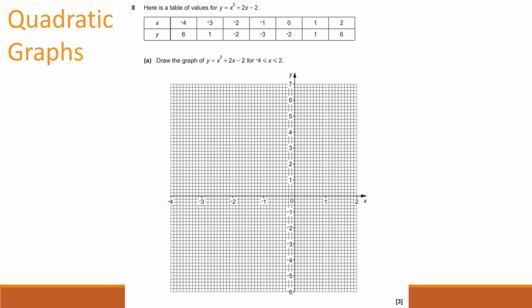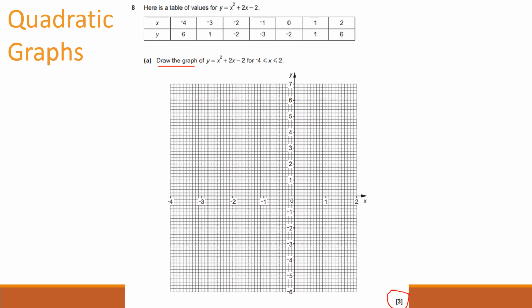On this question, we're told that the table of values for y equals x squared plus 2x minus 2 is given below. Now, it's very unusual that all the values are filled in on the table. Normally, part A is to fill in some of the missing gaps. But here, all you've got to do is plot the values. Or in this case, it says draw the graph, which basically means plot the values, and you get 3 marks for doing this. So it's quite an easy 3 marks to start with.